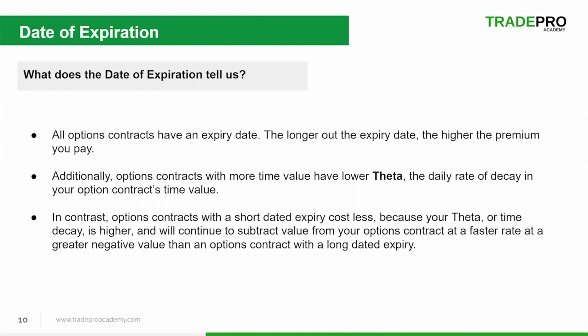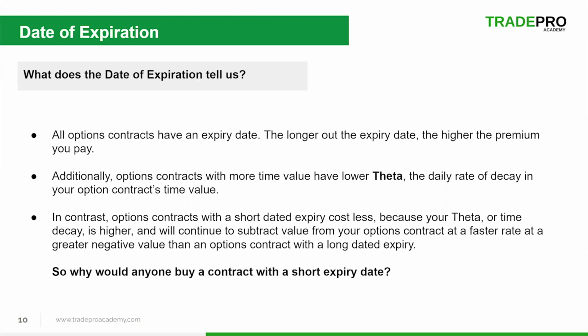So in contrast, option contracts with a short dated expiry cost less, because your theta, or time decay, is higher and will continue to subtract value from your options contract at a faster rate, at a greater negative value than an options contract with a long dated expiry.